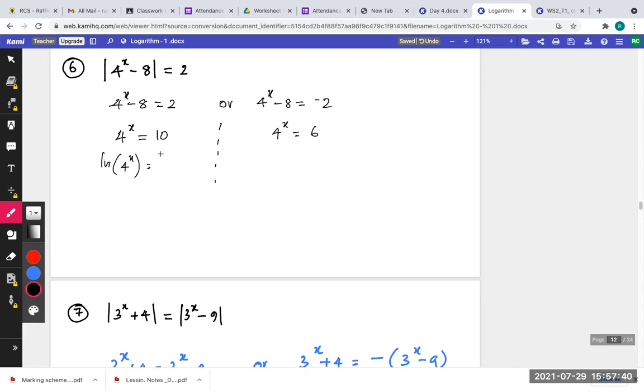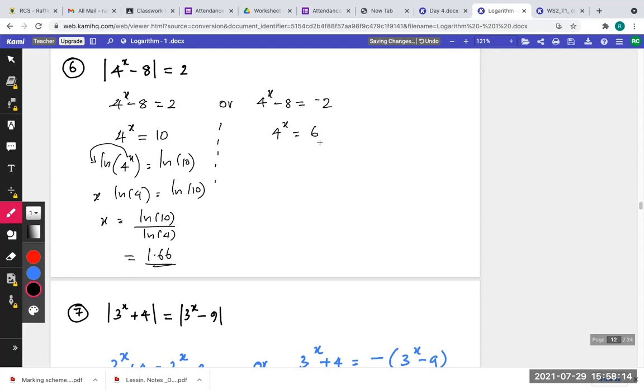ln 4 power X equal to ln 10, meaning you can move X in front. That's our aim basically, right? X ln 4 equal to what? ln 10, meaning X equal to what? ln 10 divided by ln 4. That will give you the value there, right? What is ln 10 by ln 4? Use calculator. ln 10 divided by ln 4. That's equal to 1.66 rounded to 3 significant figures.